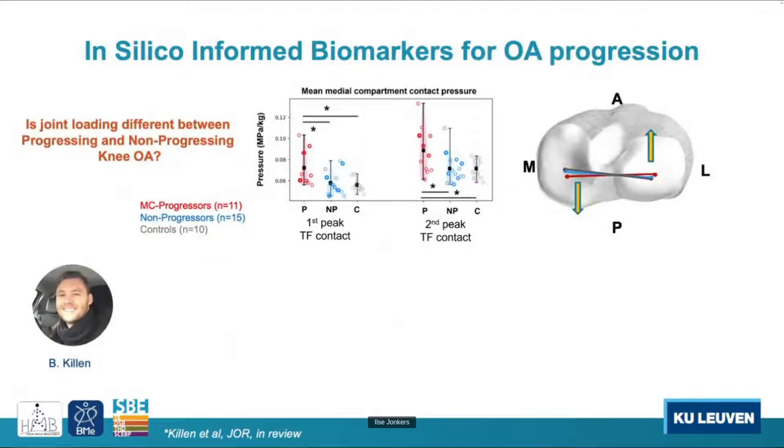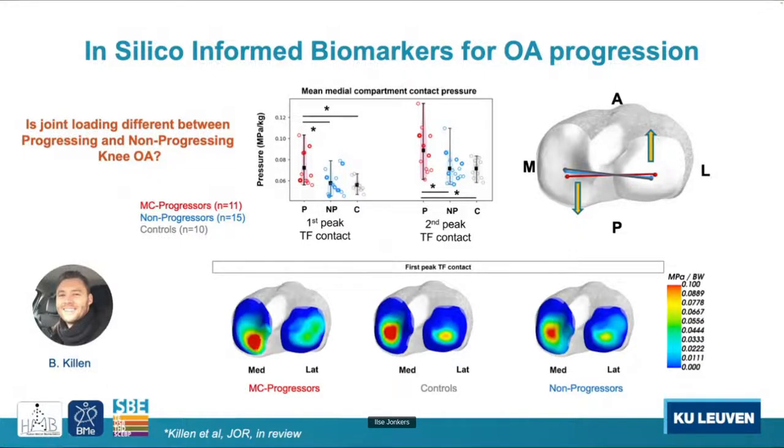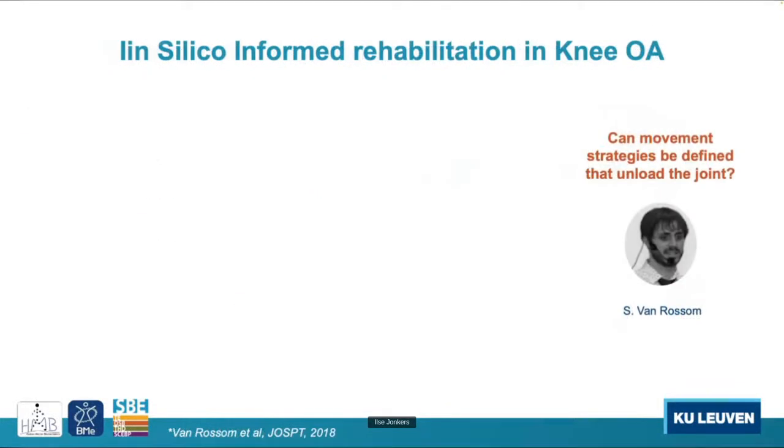Even more important, in a secondary analysis of a prospective cohort that we followed, we identified altered compartmental loading to be only present at baseline in patients that would show structural disease progression over a period of 2-year follow-up. Here you see that at baseline, not only medial compartment loading magnitude, but also, again, the loading location was significantly different in the group of progressors and non-progressors compared to controls, thereby confirming medial compartment loading as a functional biomarker that is sensitive to disease progression. We also used model-based insights to identify staged rehabilitation strategies for knee OA based on a quantification of the compartmental knee loading rather than the clinician's preference.